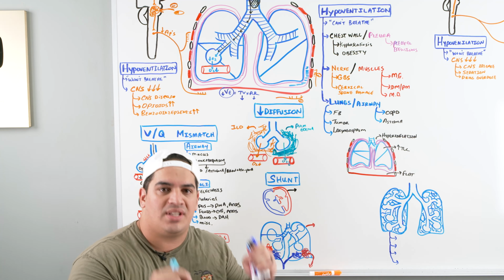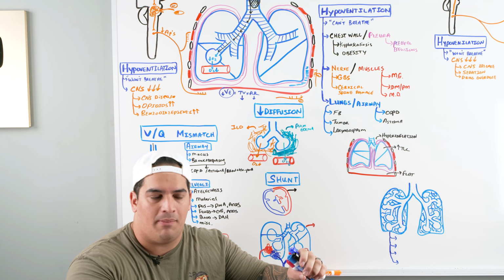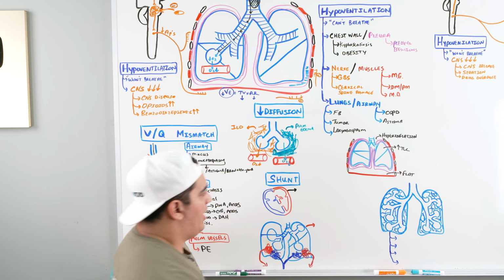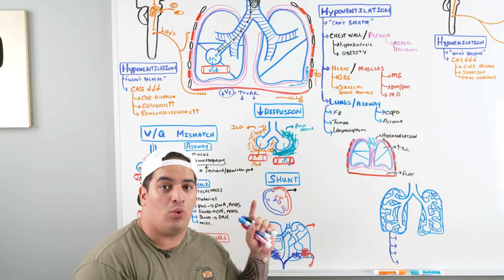All of those things are decreasing the diffusion across the respiratory membrane. All right, that's enough said about that one. The last one that I really want you guys to think about as well is a shunt. So this one tends to be the worst.